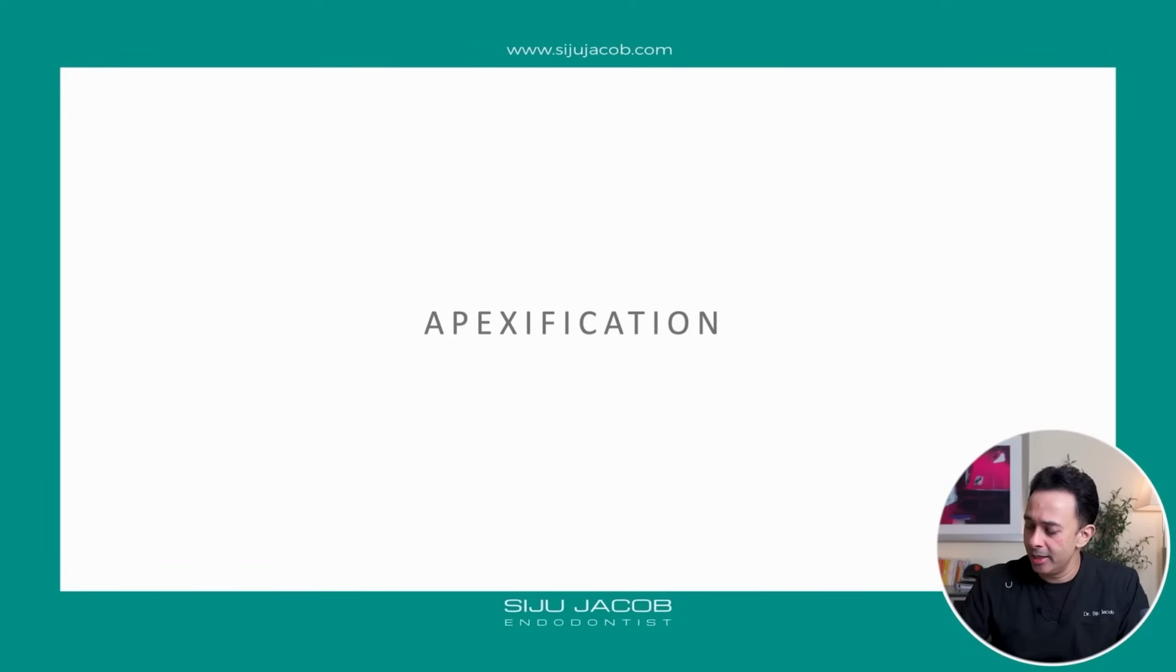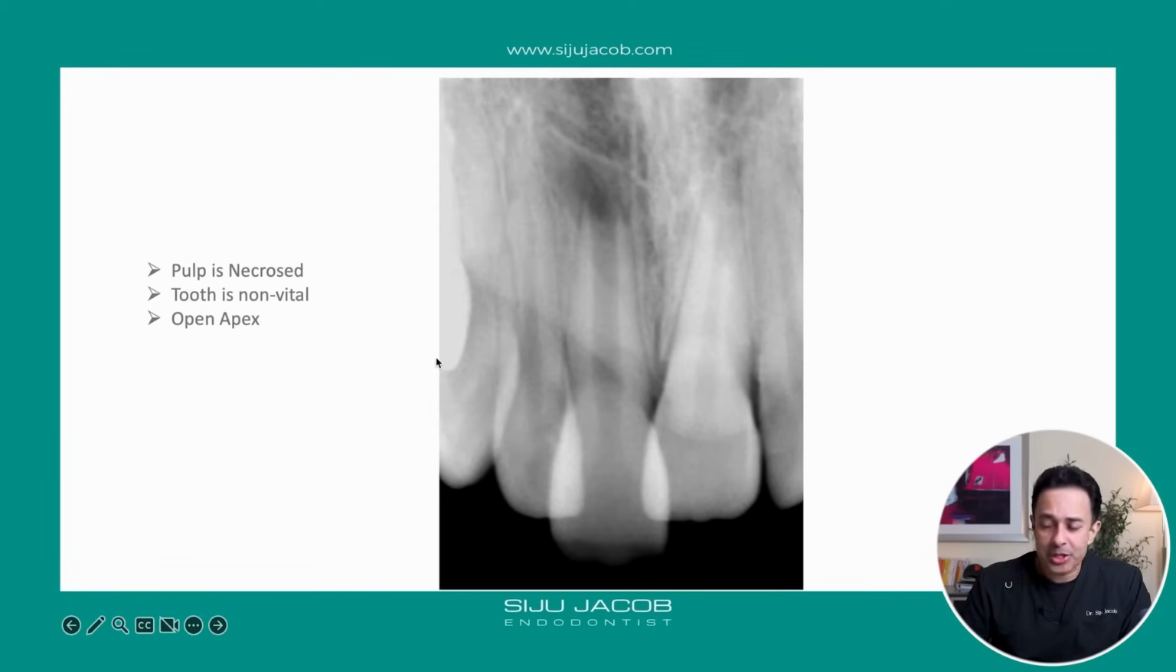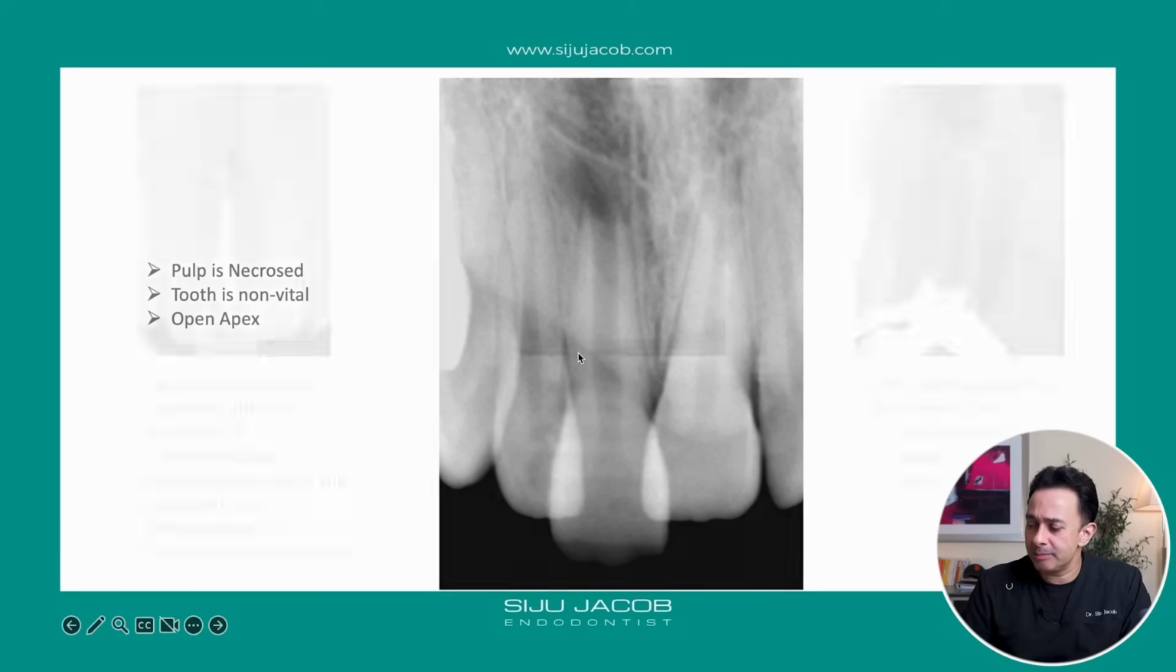But unlike revascularization, you are not aiming at the natural root formation to progress. All we are looking at is some sort of a barrier to form. So with apexification, the situation is the same: you have an open apex, but the pulp is necrosed, the tooth is non-vital. So these are all situations.